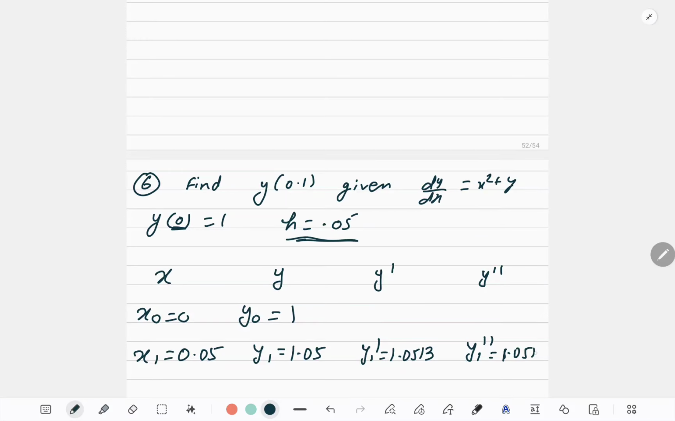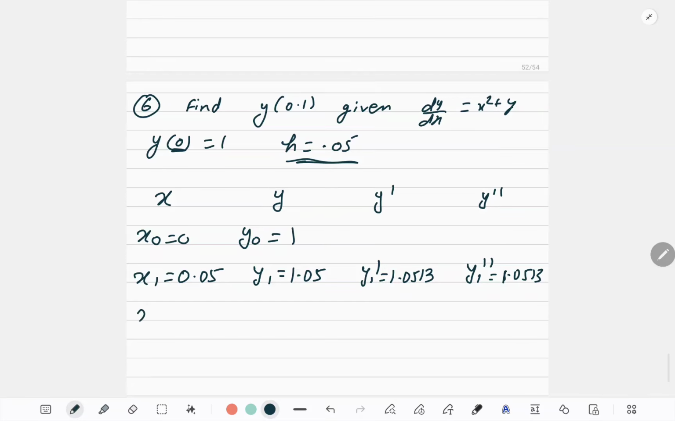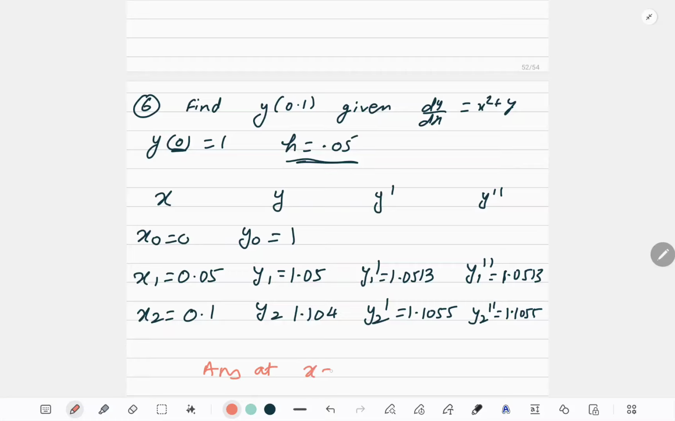1.0513. Most of the time, very minute change will be there in the second modification. And then x2 is equal to 0.1 and y2, when you solve, you will get 1.104. Then you will modify this value. So y2 dash will be 1.1055 and y2 double dash will be 1.1055. So your final answer will be, at x is equal to 0.1, y is equal to 1.1055. Right? This is how you have to do the questions.